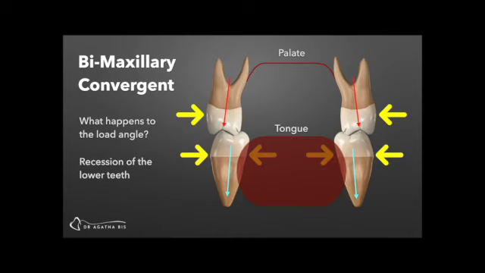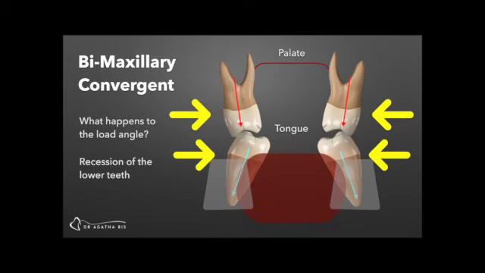Now, what happens to the load angle in this relationship? Well, if we add bone and we tip teeth in, they're loaded. How? They're not loaded along the long axis. So you get all kinds of issues, including recession of the lower teeth. But the forces on the lower teeth are in the wrong angle, in the wrong direction.